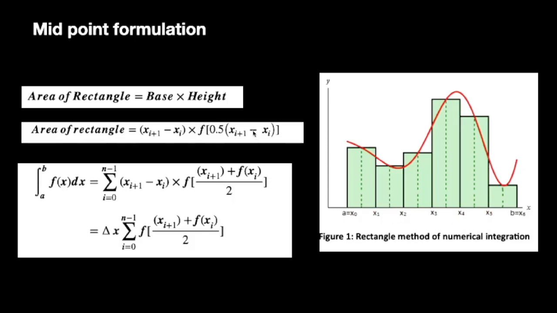This should be plus. This is xi plus xi divided by 2. That divided by 2 is written as 0.5. Yeah. Then the same thing here: xi plus 1 plus xi divided by 2. And the same thing here.